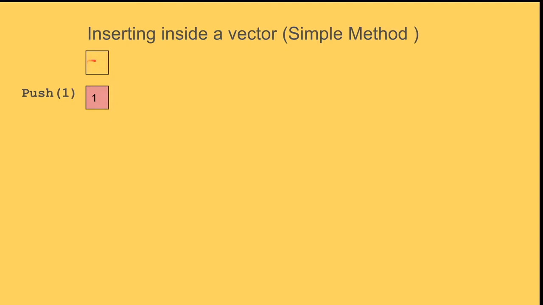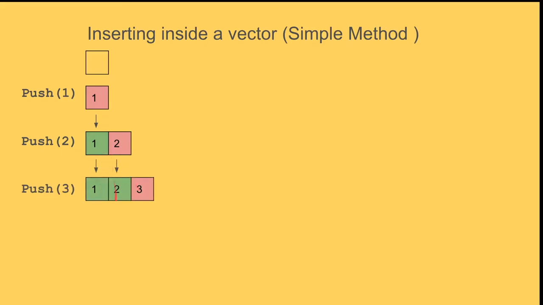So the first time my array was empty, I pushed the first item, which was 1, and the cost was just 1. Now, when the second one comes, I have to create a new array of size 2, copy 1, and then insert 2 at the end. For the third one, I create yet a new array. I copy 1 and 2, and then I insert 3 at the end. And I can keep doing this over and over.